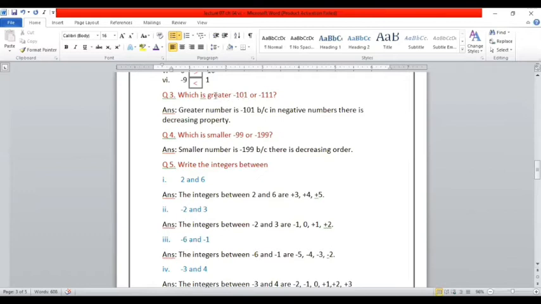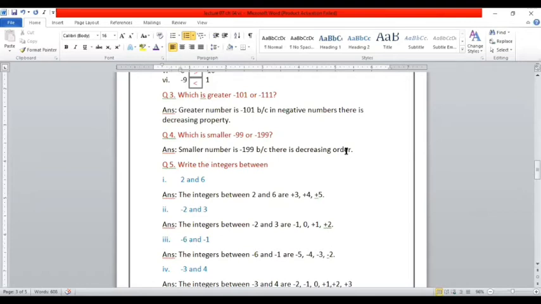So we have to decide about the greater number. The greater number will be -101, because in negative numbers there is the decreasing property. The reason is also mentioned here. As we move in a negative number towards up, their strength or power will decrease. Which number is smaller, -99 or -199? Definitely the bigger one is -99, but the smaller one is -199. The smaller number is -199 because there is decreasing order.